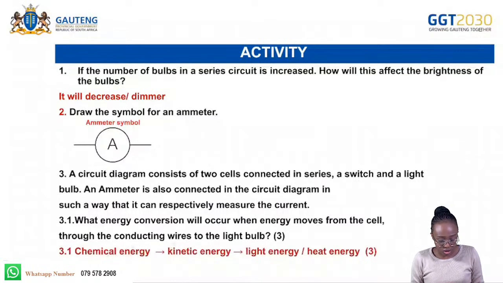So the chemical energy is from the cell. Remember, the energy is stored as chemical energy, which is then converted to kinetic energy, light energy, or heat. Remember, with the bulb, we always say light or heat energy.